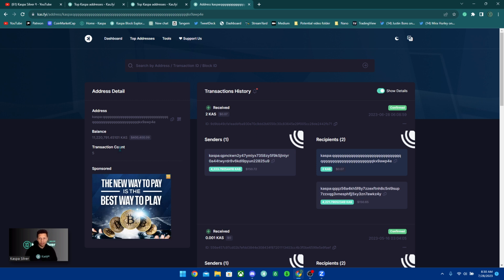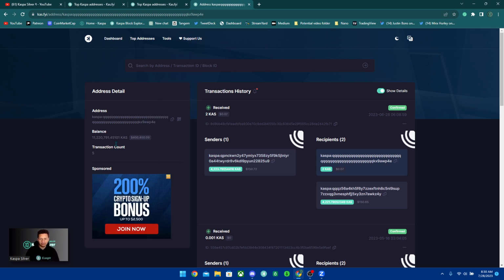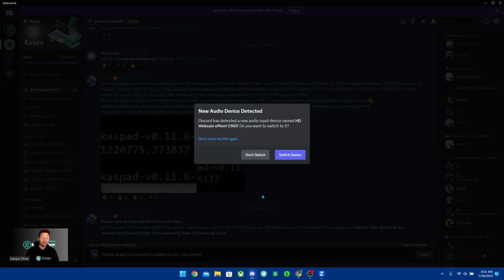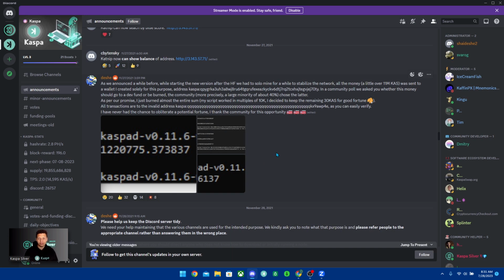So you're probably wondering, what in the world is this address? Where did it come from? What's going on here? Really, this is a burn wallet address. The reason why this exists is because back when Kaspa first began, on November 27th, 2021, this wallet address was created. And let's explain why it was created.